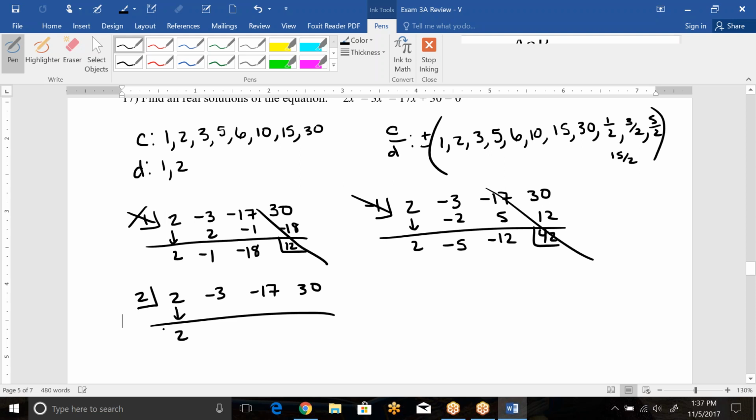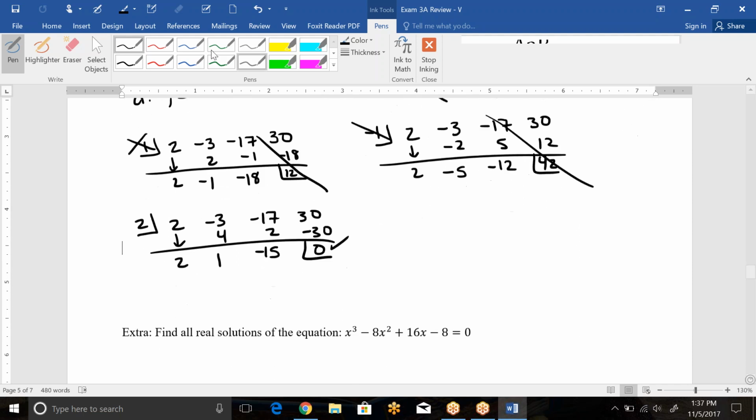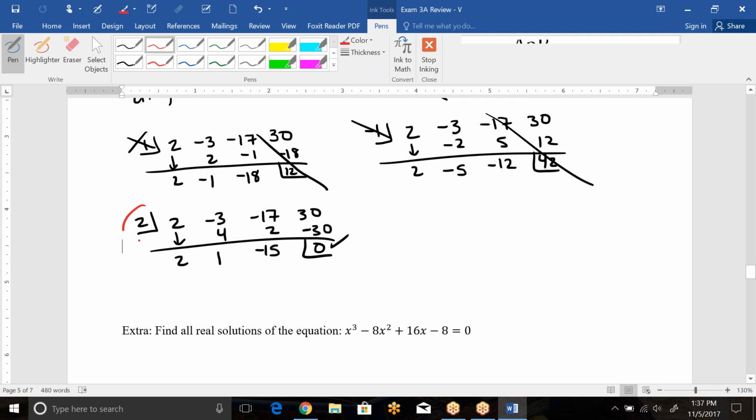So bring down the 2, multiply, that's 4. Add the column, multiply, and there we go. We got lucky. So there's my remainder of 0. What this actually tells you is that this right here is a 0 of that polynomial because it has a remainder of 0. That means it would have been tied to the factor of x minus 2. Okay? So what we've done is we've pulled this out to the front.